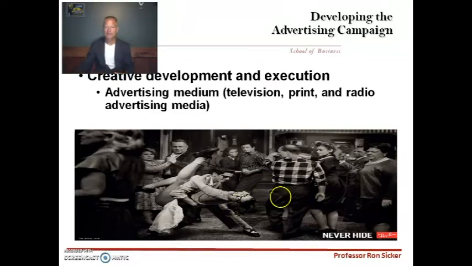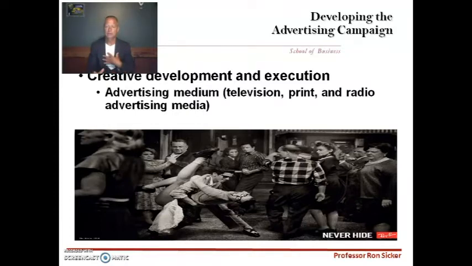So this right here, this Ray-Ban Never Hide, the whole thing you see there is the creative. It's black and white. There's people dancing, dressed in what looks like sometime around the 50s. There's only a very small text. It's Never Hide. You've got the Ray-Ban logo over there, and it is a very visual ad. The whole thing is your creative.